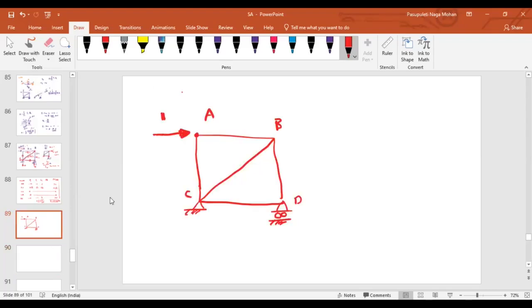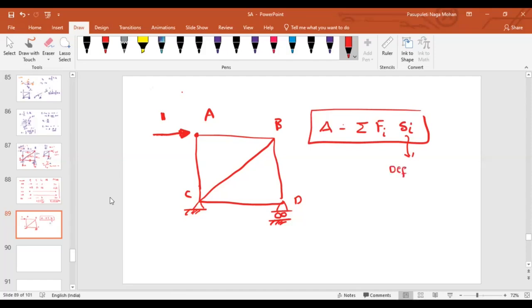So what is the case? The formula will be simply the summation of Fi into delta I. Can I say simply like this? What is delta I? PL by AE, the deflection in member I due to applied forces.